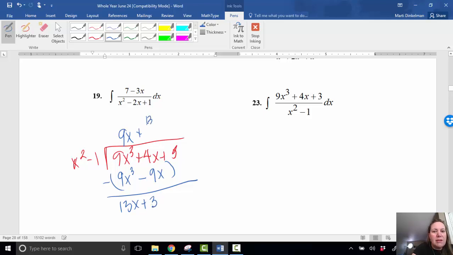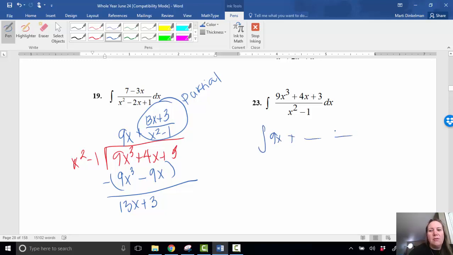Remember, what we do is take that remainder. I know it's a remainder because now we're less than the degree, and we put that over the divisor for our denominator. This is the part on number 23 that you need to do partial fractions for. Just don't forget that you have a 9x there. So we're going to do the integral of 9x, and then you're going to figure out what the fractions are, okay? If you want to do Polydoku, let's do Polydoku instead.